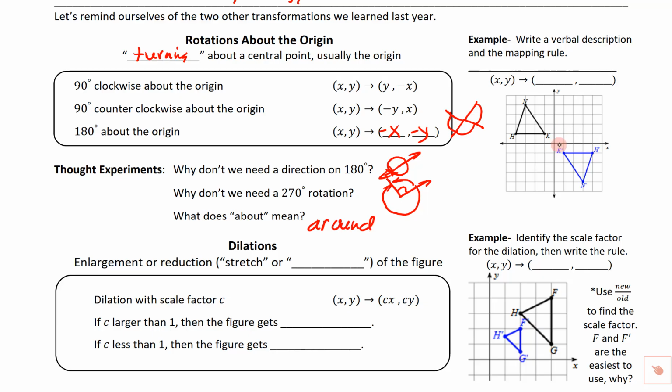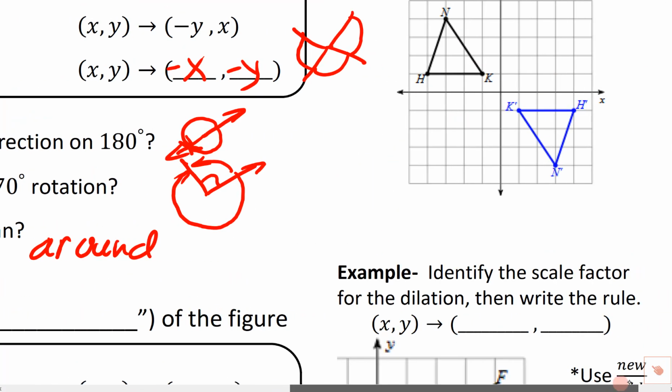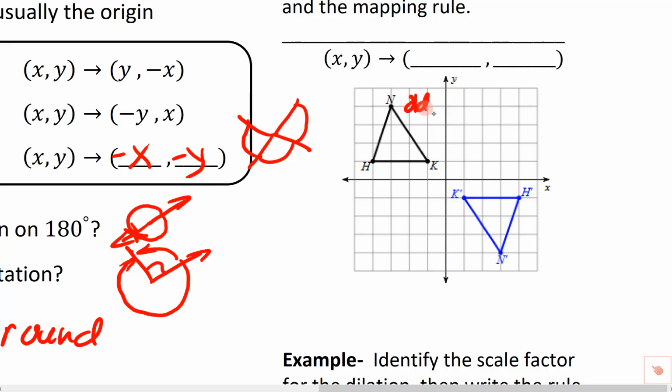So let's take a look at this problem right here in this example. It says write a verbal description and the mapping rule. So the verbal description is going to be easier to figure out. And I just want to point something out to you that you may have learned before, but you may have forgotten. We are going to bring this up a little bit later to make sure everybody gets this. So we've got the old one right here. So I'm going to put old here and I'm going to put new right here.